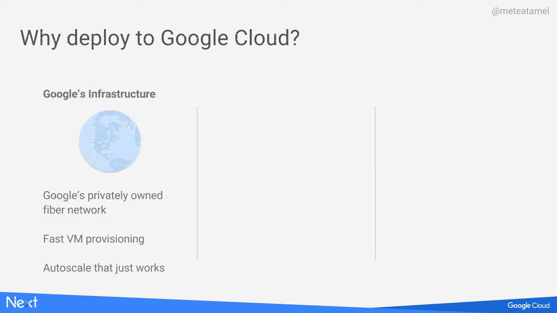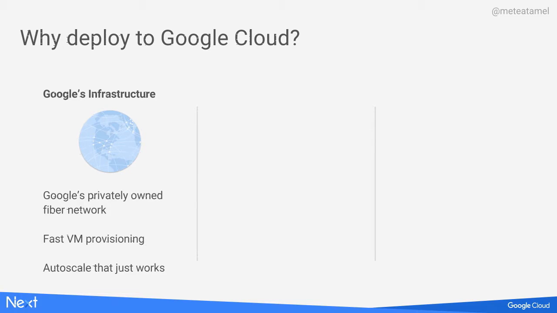The first is Google's infrastructure. So when you're running your application on Google's cloud, you're basically running on the same infrastructure that Google is running, which means that you're running on a private network, even between data centers. So if you go from one data center to another data center, you're going through Google's own private network, which means that you have good latency, good throughput, and it's very stable.